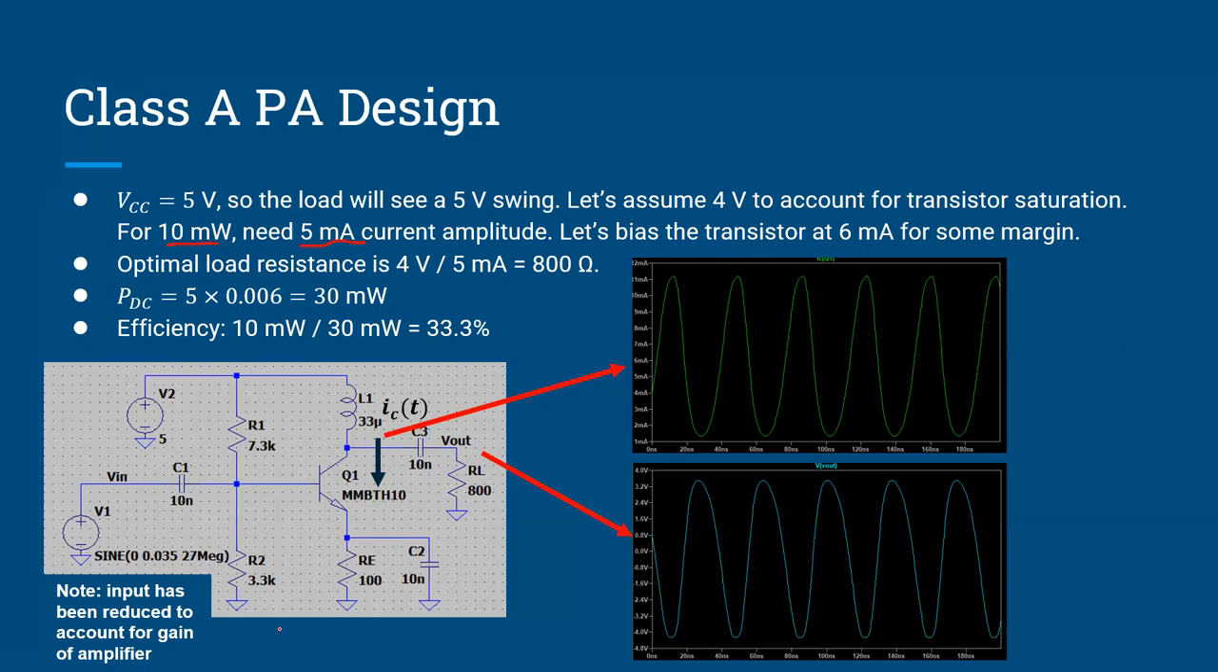One of the nice things about this amplifier, though, is that it has a lot of gain. And so that means the input amplitude can be small. In this case, it's 35 millivolts amplitude, which is way smaller than the output. So that's a nice property. Are there any questions about this so far?